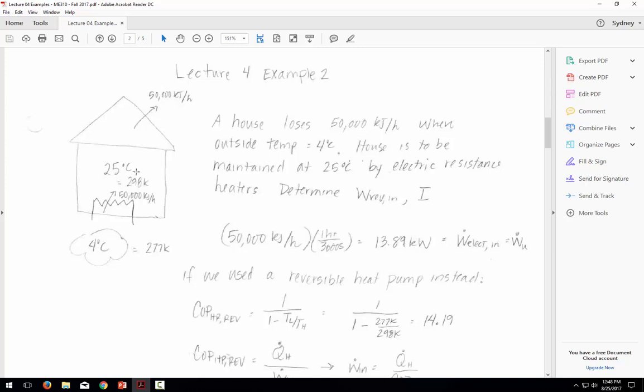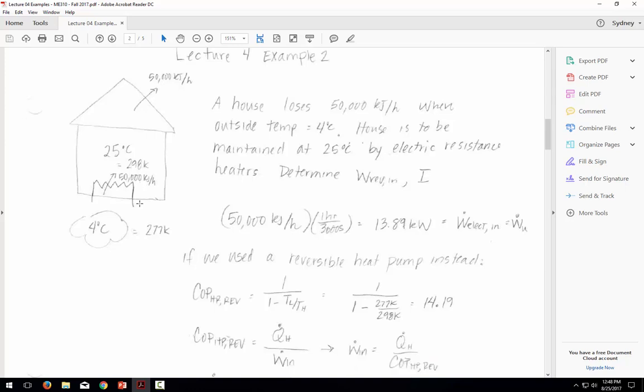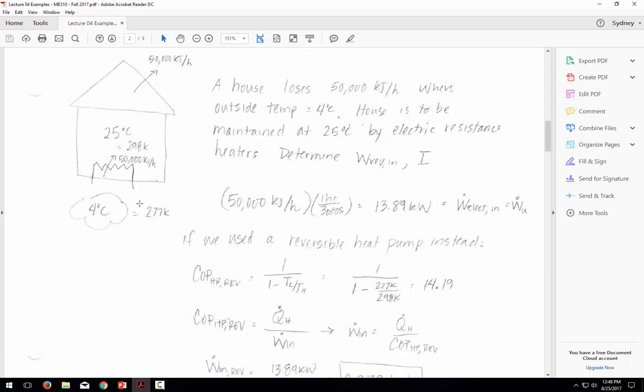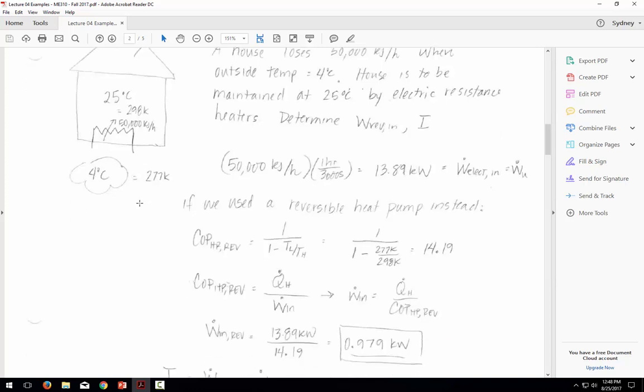So in order to make up for these losses, we're using this resistance heater, which has a 1-to-1 replacement value. However, if we used a reversible heat pump instead, we can look at what the work requirement would be. And then when we find the difference between the two, that's how we determine our irreversibility, or the losses that are assumed as we perform this process. Okay, so to calculate this reversible work, or this reversible power input, we use a reversible heat pump.